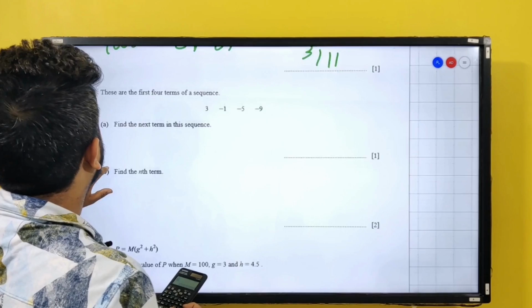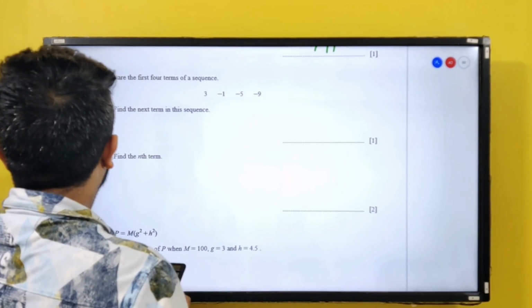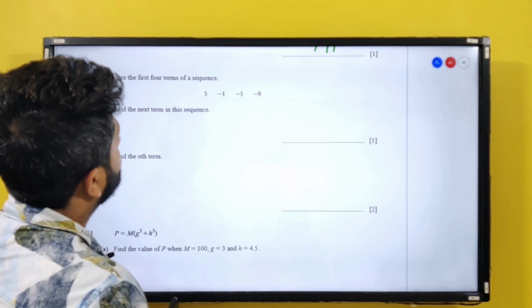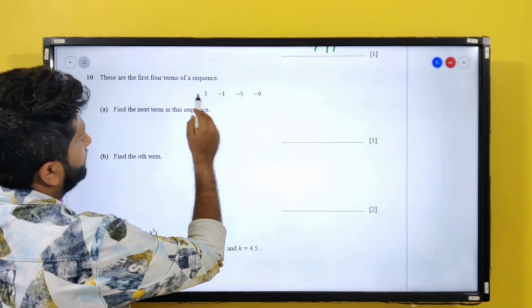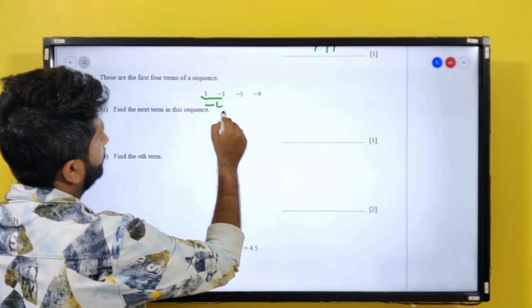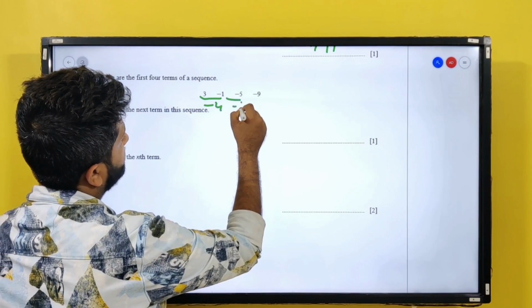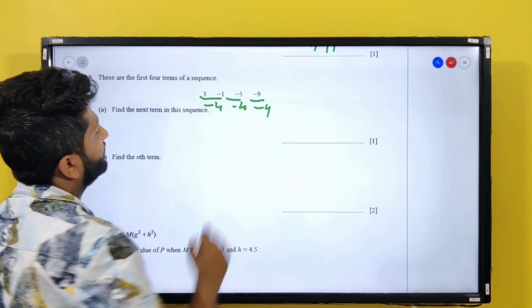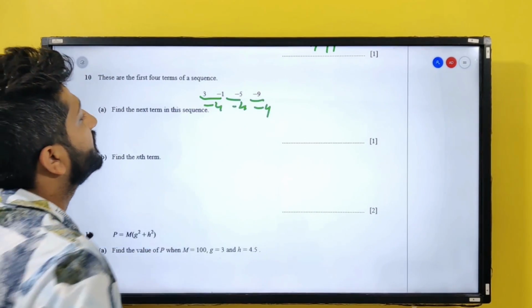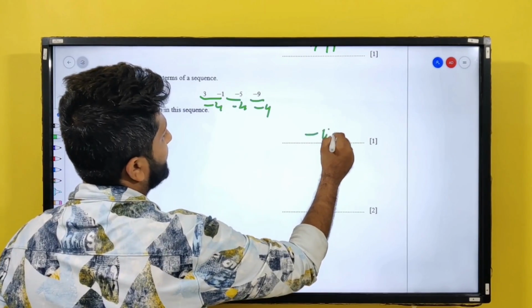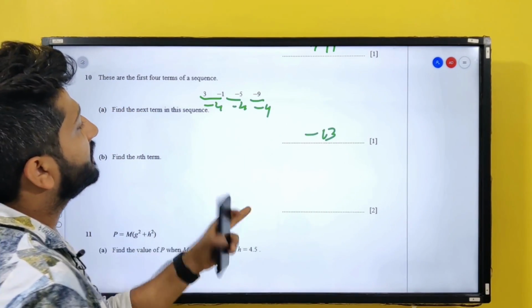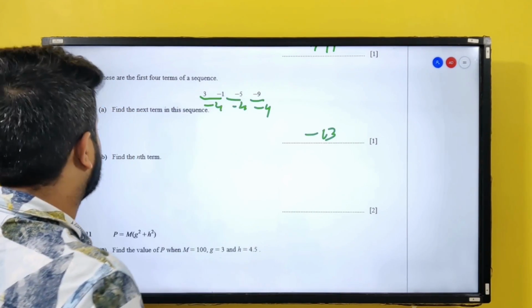Next, the first four terms of a sequence are given. Find the next term. Okay, so the difference is minus 4. Here also the difference is minus 4. Here also the difference is minus 4. So the next term is going to be minus 13 minus 4, which is minus 9.